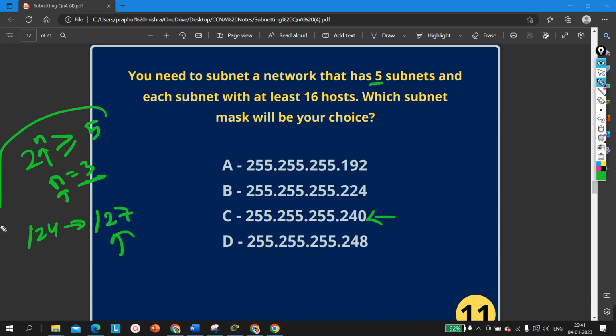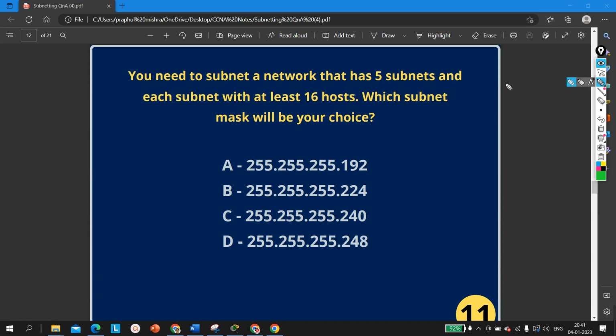This is one way, right? This is how you can calculate the number of networks. Now after that we need how many hosts? 16 valid hosts. So the formula to calculate valid hosts is 2 to the power h minus 2. So 2 to the power h minus 2 should be greater than or equal to 16. So tell me what will be the value of h?